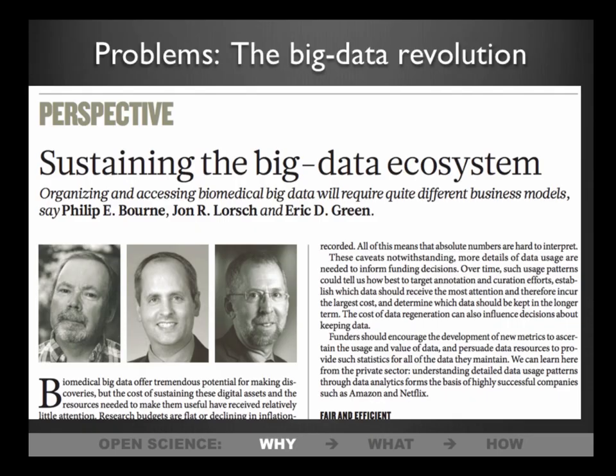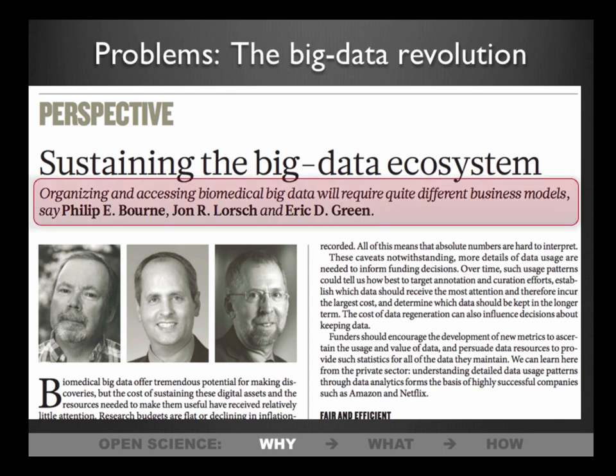Fourth aspect of the problem is, and I hate to use the buzzword, the big data revolution. So this is an article from Phil Bourne, who was until recently the director of the Office of Data Science at NIH. And in this piece, they argue that organizing and accessing biomedical big data will require different business models. So it's a fundamentally different approach to the way most of us were trained to pursue neuroscience. Most of us showed up in a lab, we came up with a question, we maybe had an IRB to start collecting, maybe 20, maybe 100 subjects, and then we analyzed the data. But we're talking about a lot more data now.